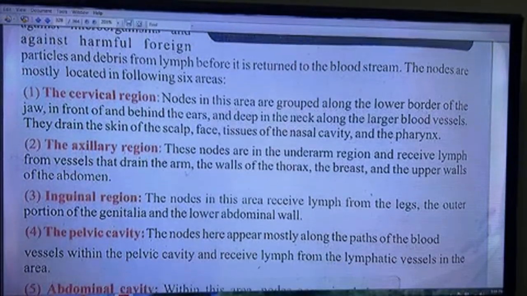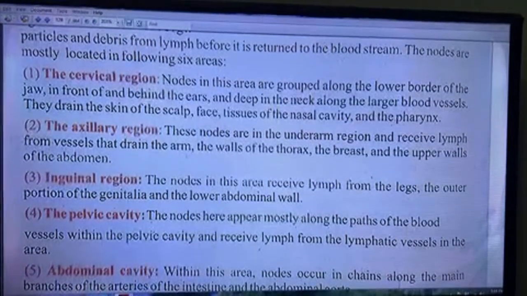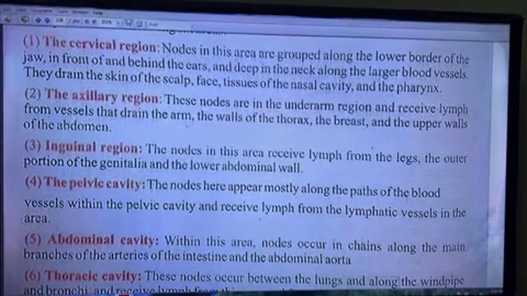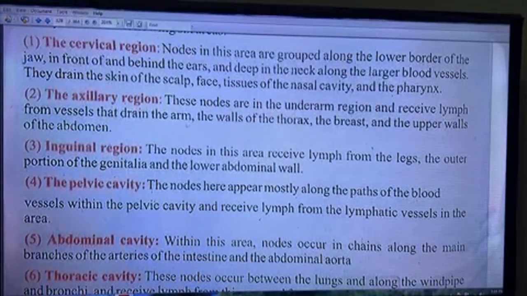The nodes are mostly located in the following six areas: cervical region. Nodes in this area are grouped along the lower border of the jaw, in front of, up and behind the ears, and deep in the neck along the larger blood vessels that drain the skin of the scalp, face, tissues of the nasal cavity, and the pharynx.